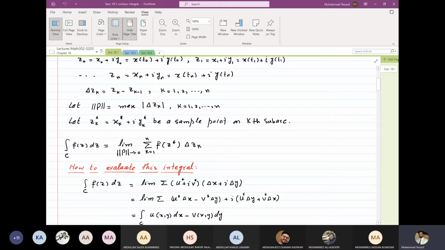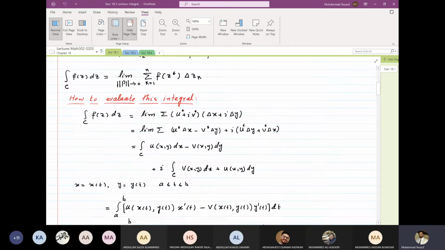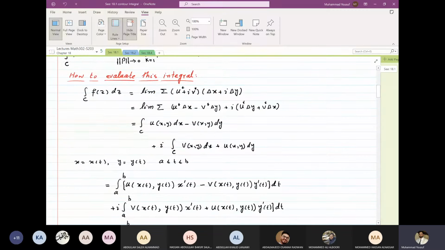When the maximum length is going to 0, it means the lengths of all arcs are going to 0. It means we are taking infinitely many subarcs, and this becomes the integral over C, where C is the curve, of f of z dz. An integral over a curve we call a line integral or contour integral. The next thing is how to evaluate it. And here, I have explained to you how to evaluate this.